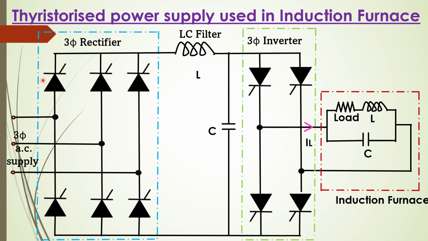So this is how we use this thyristorized circuit either as a rectifier or inverter to control the temperature, or heat, or the frequency, or the amount of heat produced, or the quality or the performance of the heat produced in the induction furnace.